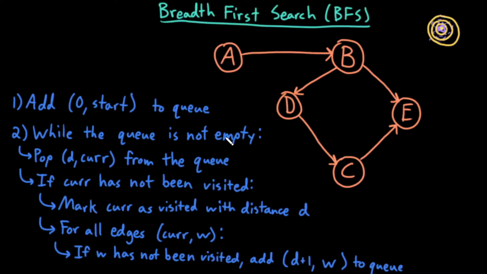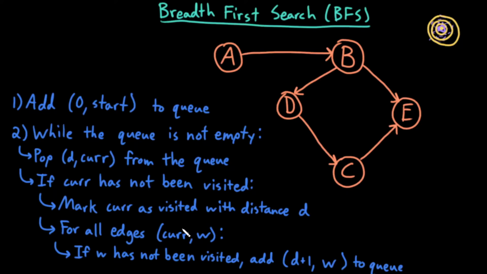Then while the q is not empty, we pop the next element from the q. So we pop the next distance node tuple, where cur is the node, d is its distance away from start. And if cur has not yet been visited, we mark cur as visited and we say that it has d distance away from the starting point.